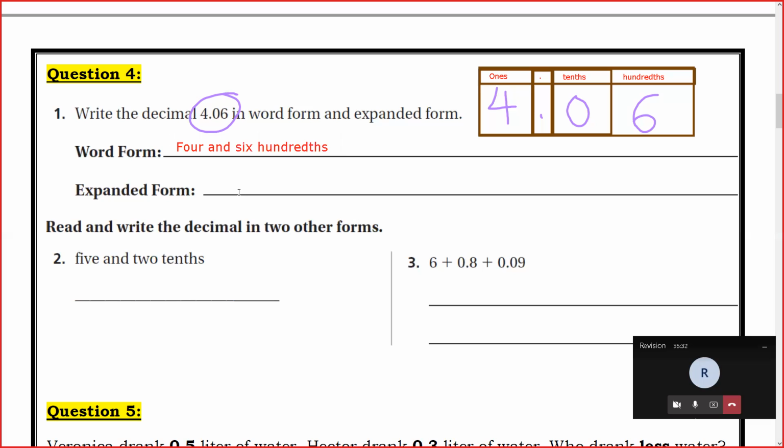Now let's talk about the expanded form. See what you have to do, starting from the right or from the left. Here we have 4. This is my reference point. If I'm at number 4, how many digits am I far away from my reference point? I'm close to it. Is it right?